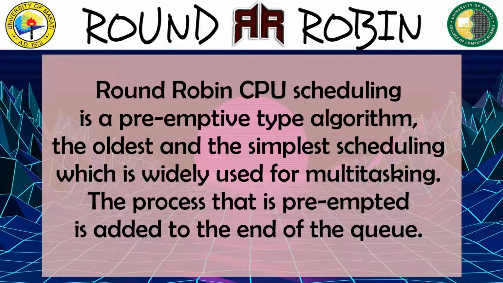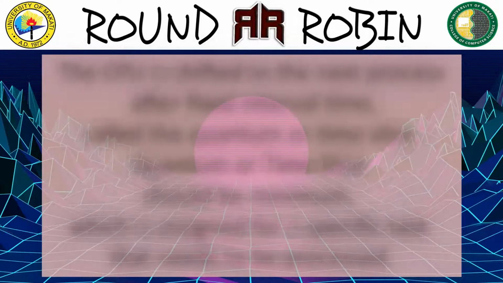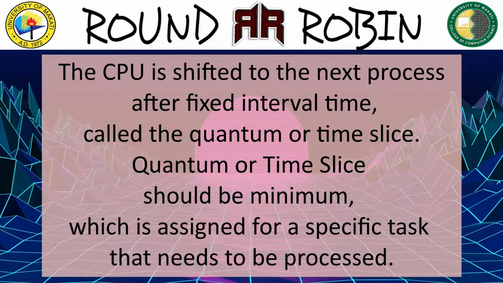Round-robin CPU scheduling is a preemptive algorithm, the oldest and the simplest scheduling, which is widely used for multitasking. The process that is preempted is added to the end of the queue. The CPU is shifted to the next process after a fixed interval time called the quantum or time slice. The quantum or time slice should be minimum, which is assigned for a specific task that needs to be processed.